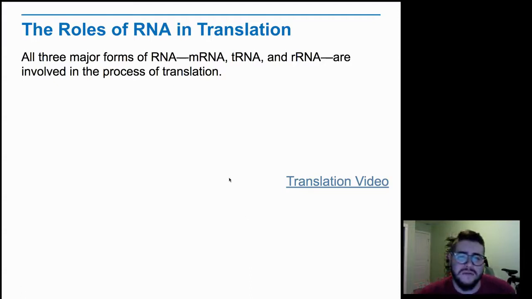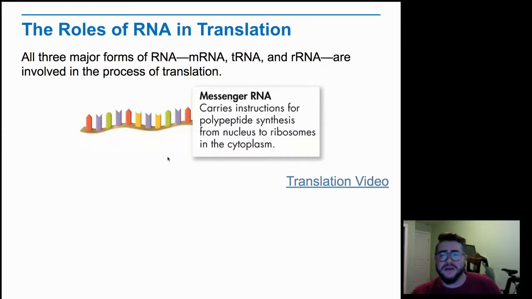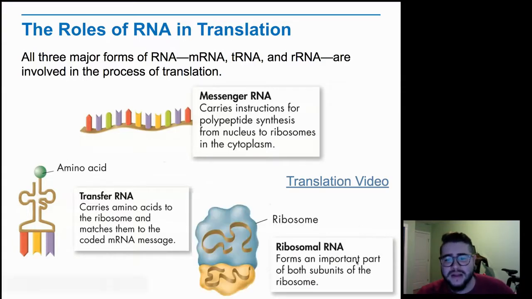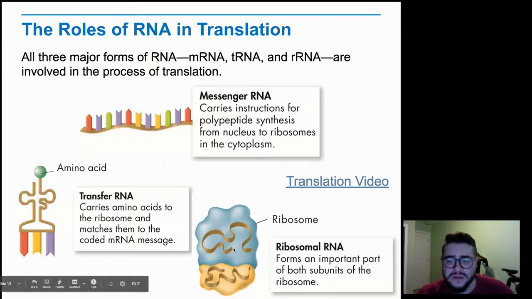And so in this process of translation, we see all 3 major forms of RNA being used. The mRNA is what carries the instructions to make the polypeptide. The tRNA transfers and carries the amino acids. And then the rRNA forms part of the ribosome, which makes the polypeptide. Right? So all 3 of these things work together in harmony to make the polypeptide.